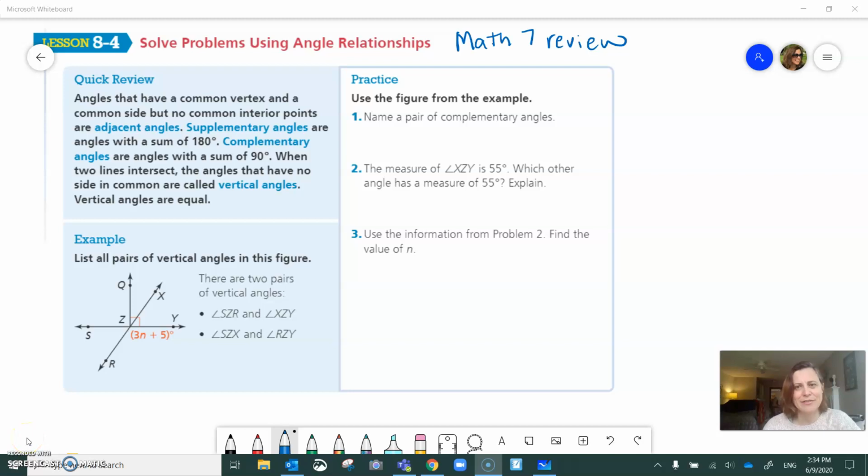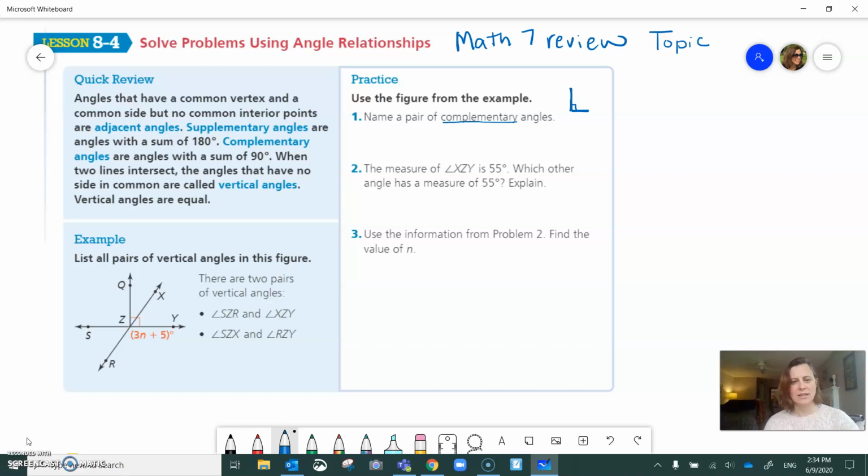Continuing on with the review from topic 8 is 8.4, solve problems using angle relationships. There's some vocabulary here that you need to remember. Complementary, remember my example was when I sit up straight, my grandmother would give me a compliment because my torso and my legs were making a 90-degree angle.